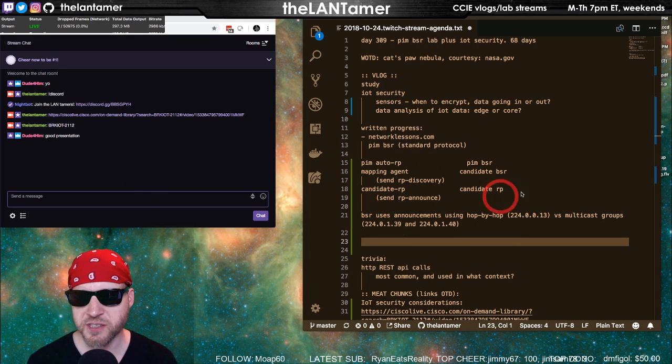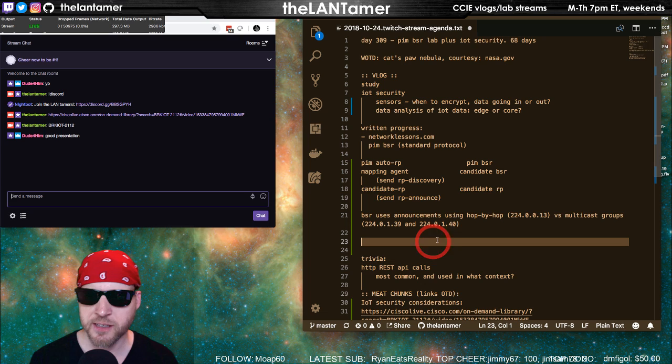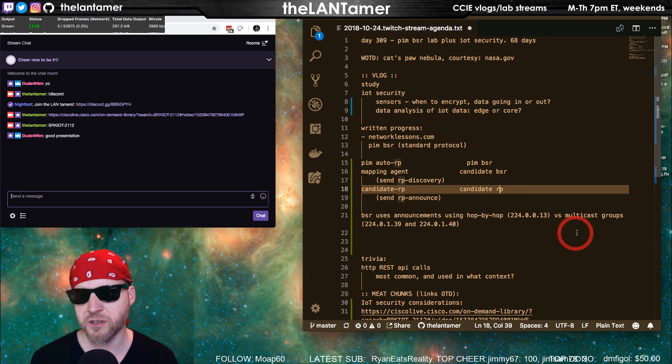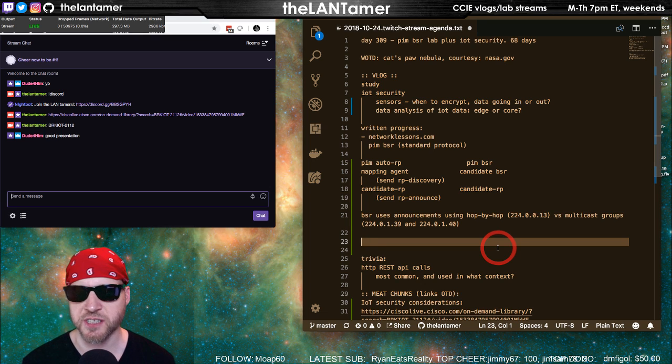The other thing that was neat to me is how the candidate RPs work. So this is the BSR, the candidate BSR. The bootstrap router is kind of the equivalent to the mapping agent, right? The candidate RP is also called the candidate RP in BSR. Same thing. The candidate RP though is going to try to let the BSRs know, hey, I want to be a candidate RP, and it's going to send it via unicast, which is interesting, right?